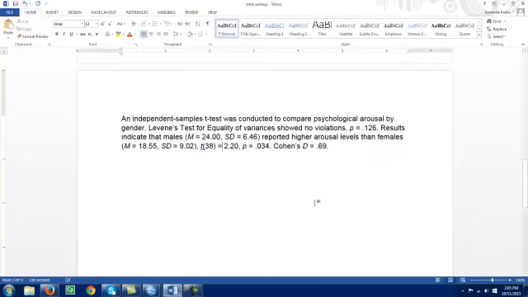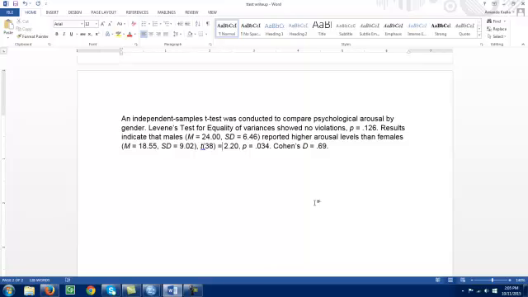Here is the write-up that I did for an independent samples t-test. So remember, these follow the results section in APA, which follows a very specific formula. The first thing you want to do is say the test that you conducted and why you conducted it. So here, an independent samples t-test was conducted to compare psychological arousal by gender.